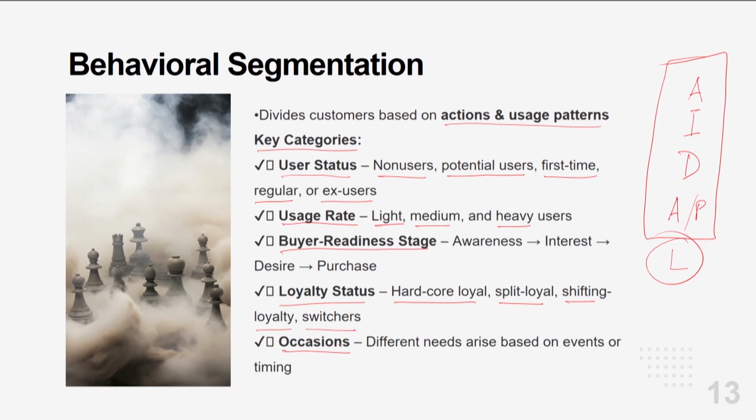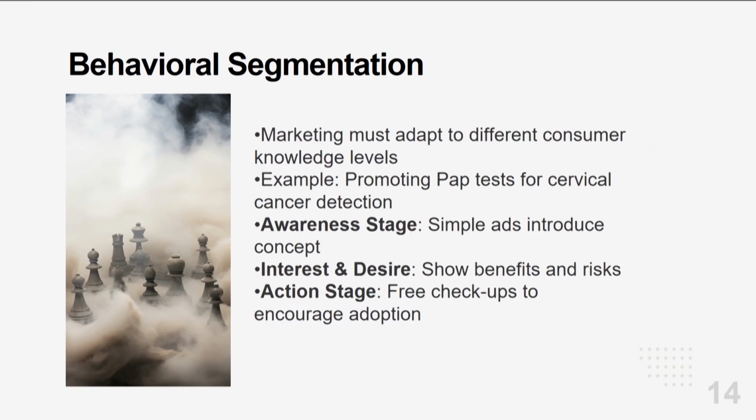And there are various occasions which demand the purchase of that particular product or service, and therefore different needs arise based on events or the kind of timing where they are communicated with. Events we've already spoken of, and timing is specifically how far prior to the decision and execution of that decision you will be actually speaking with them. So in terms of behavioral segmentation, you must see that marketing adapts to different consumer knowledge levels. Awareness, if they are aware, then interest. If they're interested, then you create desire, and finally you get them to act on it. So the AIDA model always goes hand in glove with this particular part.